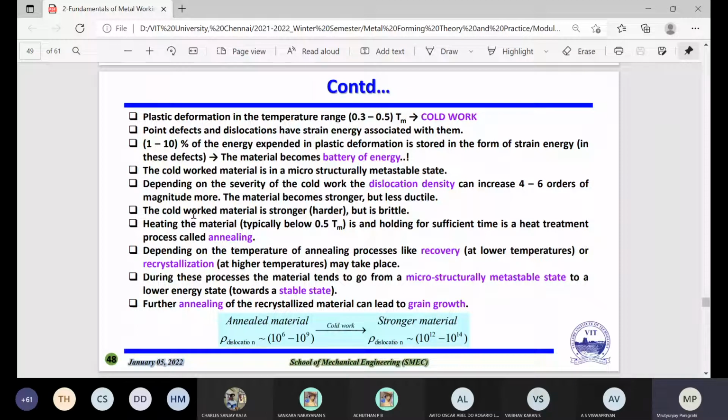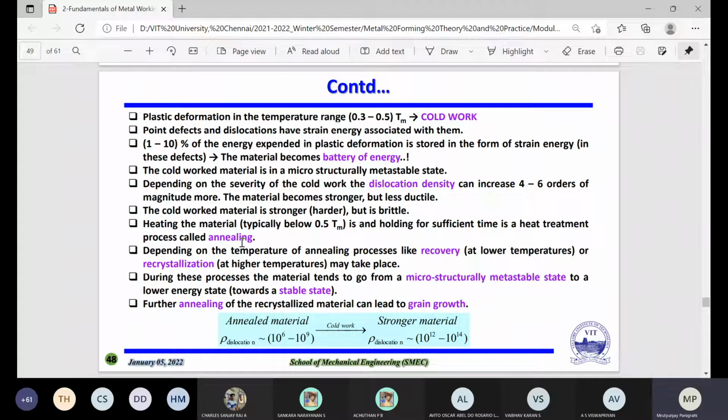Heating the material, and this line you can remember, typically below 0.5 times the melting temperature and holding for sufficient time is a heat treatment process known as annealing. For annealing you have to think about different parameters. As I explained, initially you have to increase the temperature at a certain rate. Then you have to hold it for a certain time, and you cannot say it is the same for every material: maybe 1 hour, maybe 2 hours, or 10 or 15 minutes. That depends upon the material. Then the cooling rate is also one more important factor, because we are not considering it in many cases, but you have to consider it.